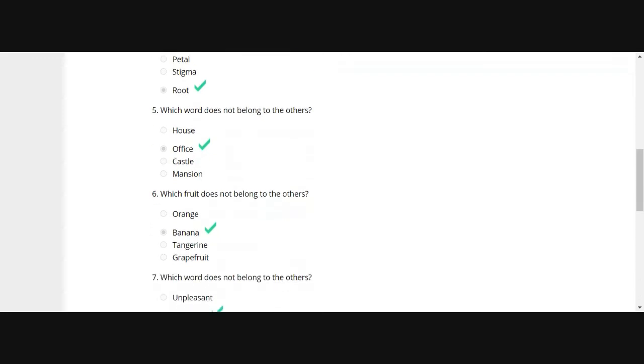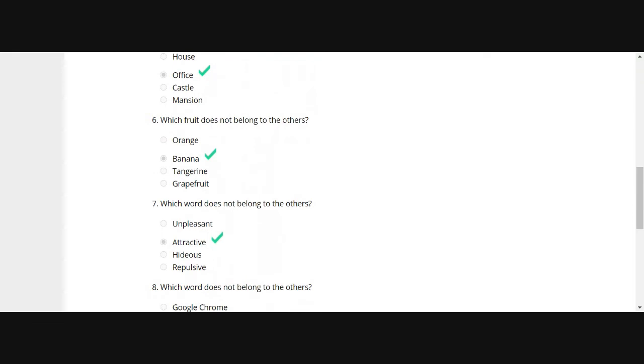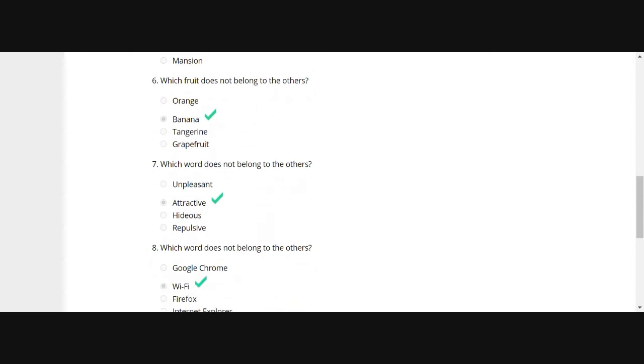You have house, office, castle, mansion. Now, when you think about it, a house is somewhere where you live, a castle is somewhere you live, a mansion is somewhere you live. Office is somewhere that you work out of. Which fruit does not belong to the others? You have orange, banana, tangerine, grapefruit. It's banana because orange, tangerine, grapefruit are all citrus fruits.